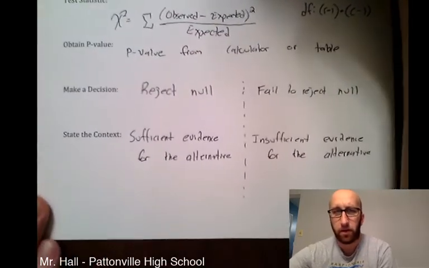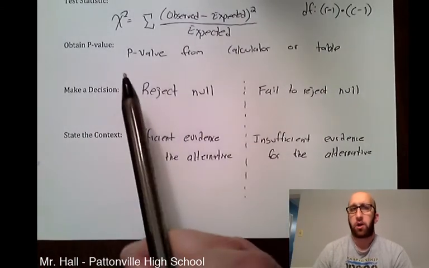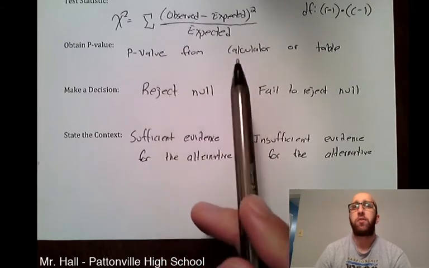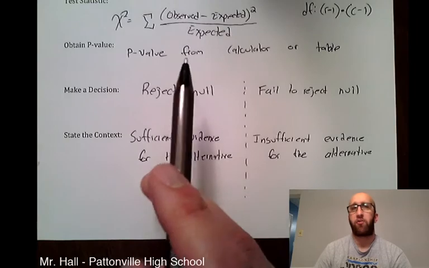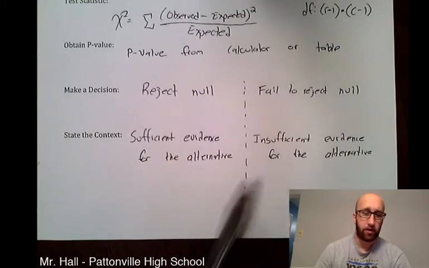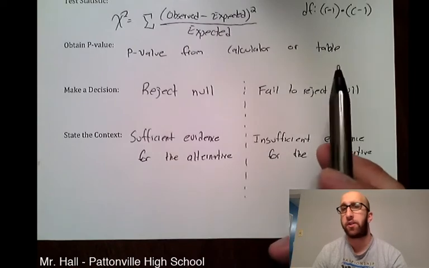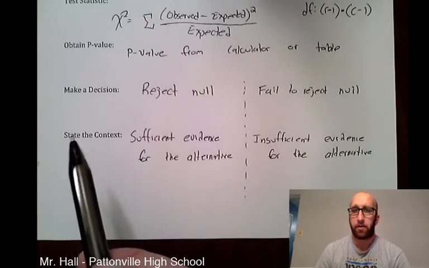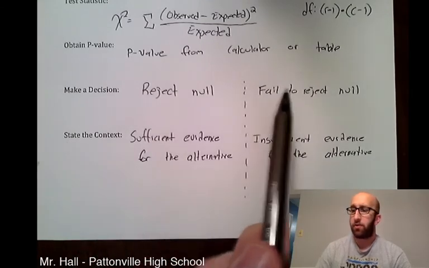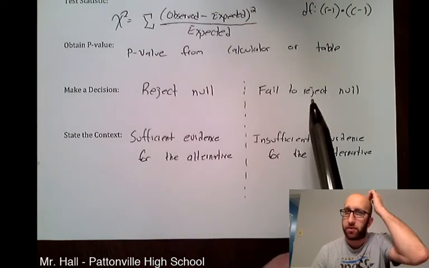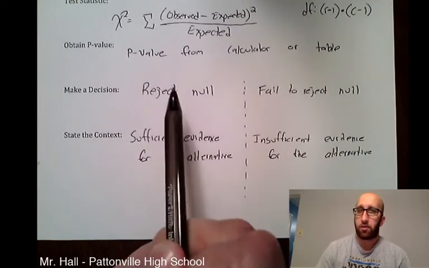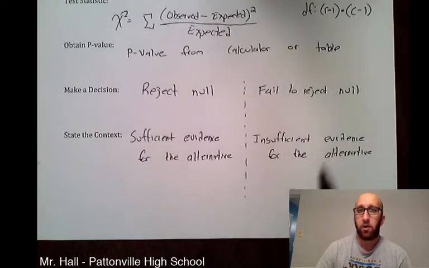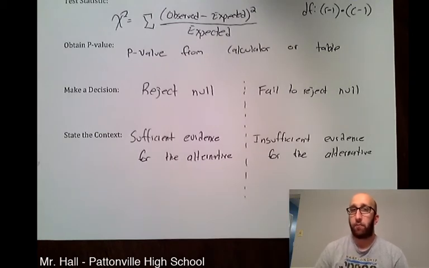Our last little bit for the chi-squared test for homogeneity, we're going to obtain a p-value. If you're going to do this by graphing calculator, the calculator will tell you the p-value for you. If you're going to use the table, which again is provided to you in the AP exam, you can figure out a range of values that would be the p-value. Based on your p-value and how it compares to our significance level alpha, you're either going to reject the null hypothesis or fail to reject the null hypothesis. And again, if you reject the null, that means you have sufficient evidence to prove the alternative. If you fail to reject the null, you're going to have insufficient evidence for the alternative.